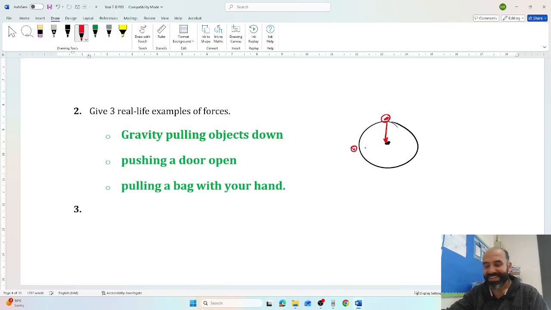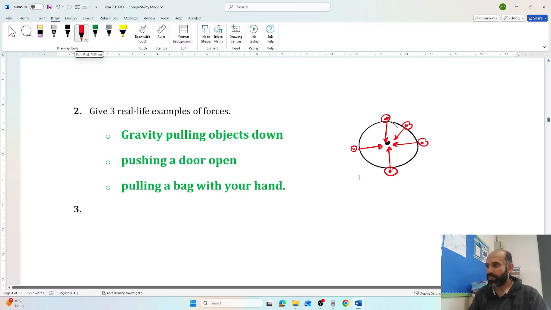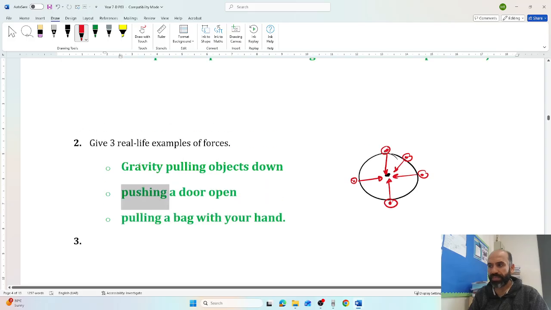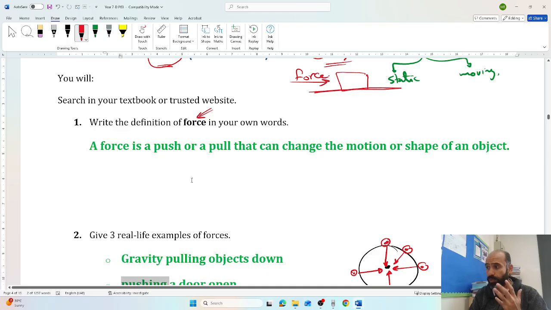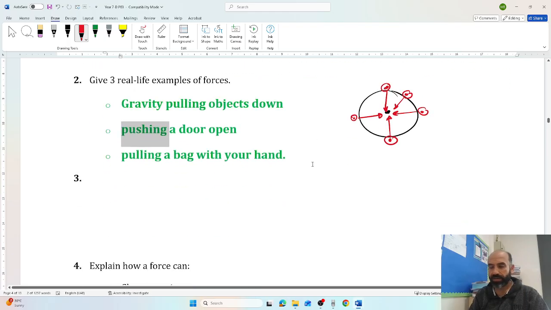And if the object is here, it will also be dragged to the center of the earth. And if we have an object here, this object also will be dragged to the center of the earth, and so on. So gravity is an example of force. We have gravitational force, which is pulling you to the center of the earth. Also, we have a pushing force, like pushing a door to open, and pulling a bag with your hand. You are pulling a bag. So as you can see, these 2 words, we have them in the definition of the force. A force is a push or a pull that can change the motion or the shape of the object.